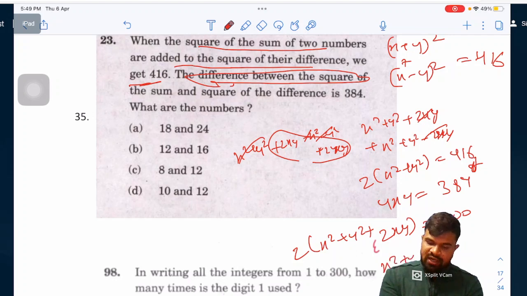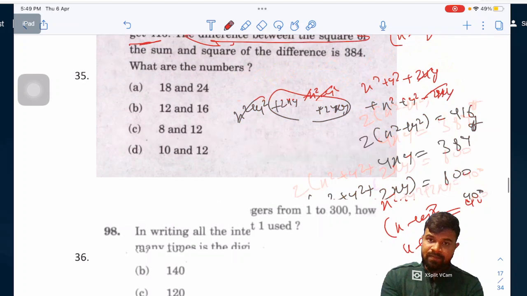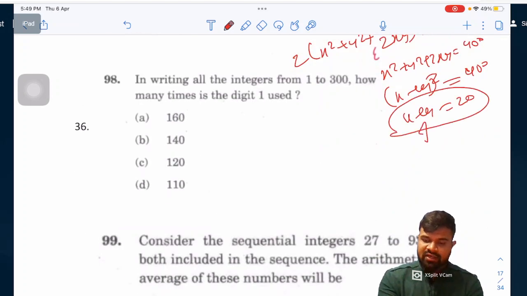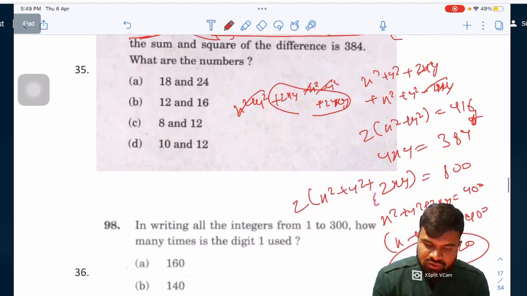So x square plus y square plus 2xy is equal to 400. This is nothing but (x plus y) whole square. That means (x plus y) whole square is 400, so x plus y is equal to 20. This is only possible in the case of 8 and 12.